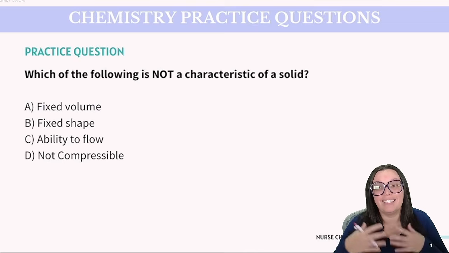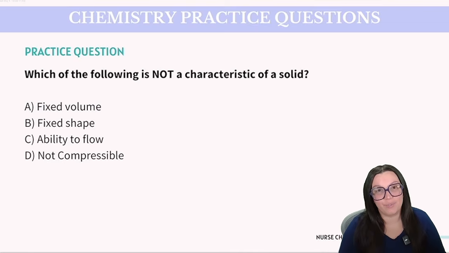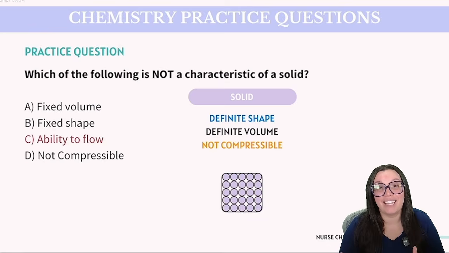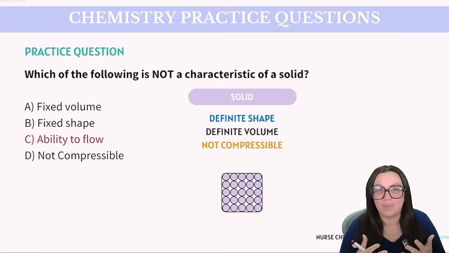Which of the following is not a characteristic of a solid? Is it A, a fixed volume, B, a fixed shape, C, the ability to flow, or D, not being compressible? And the correct answer is C, its ability to flow. Remember, solids have a fixed shape and they have a fixed volume. But unlike liquids and gases, they don't flow. They just kind of vibrate in place in their fixed positions.